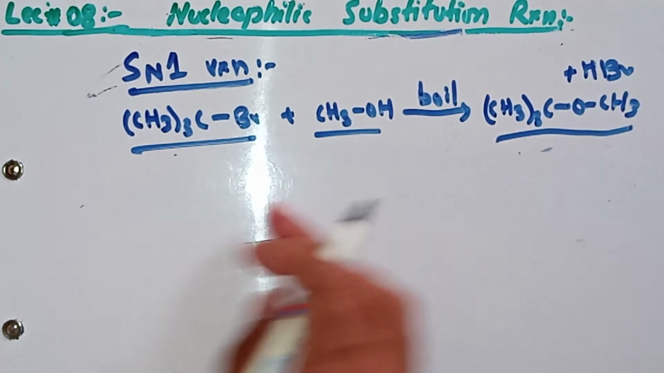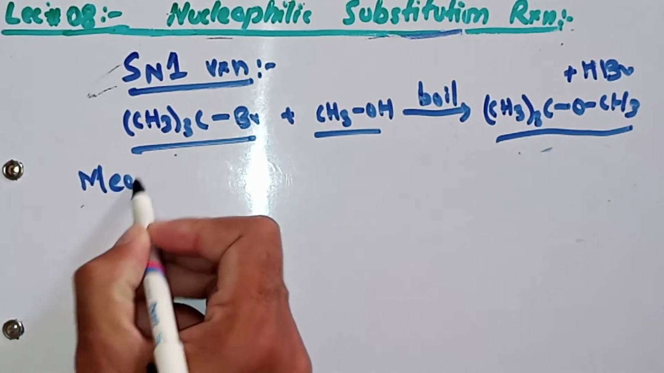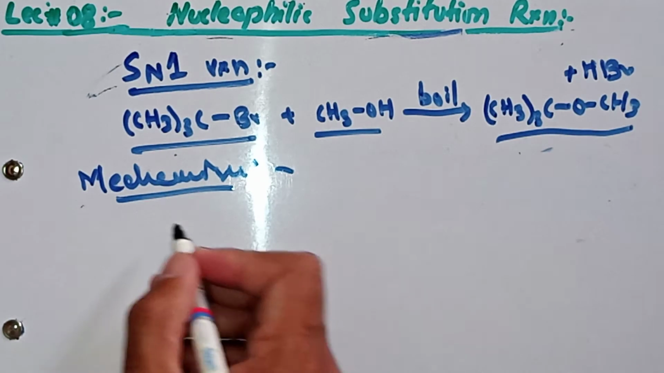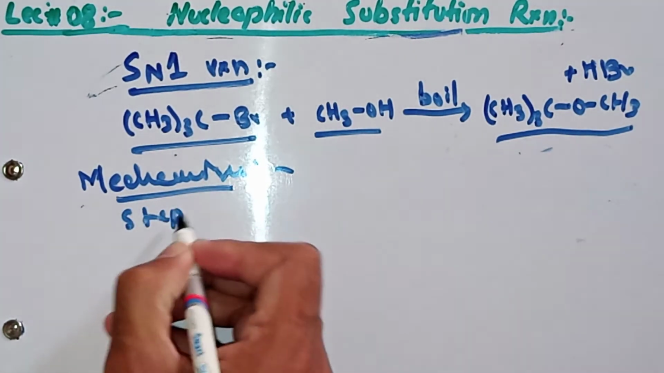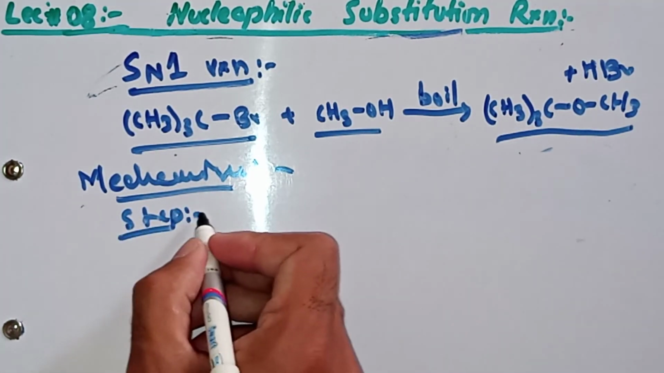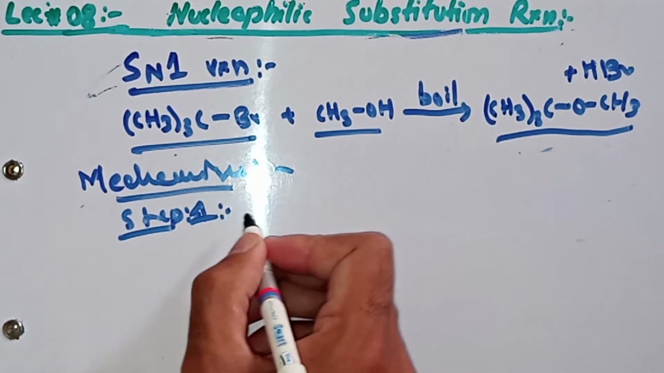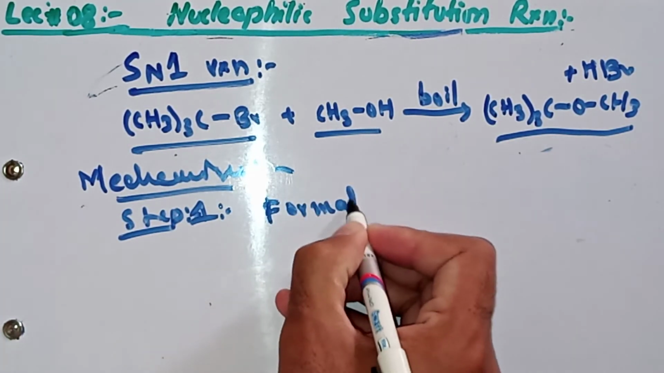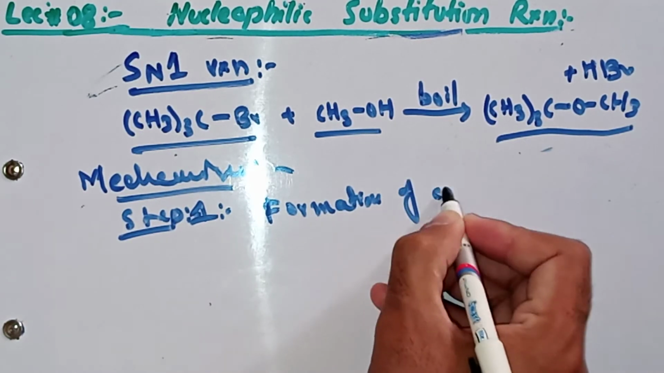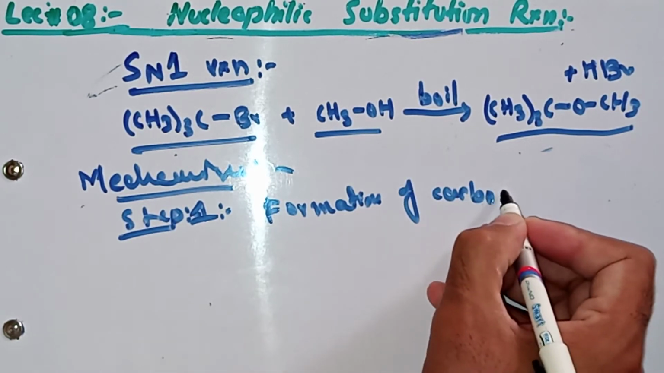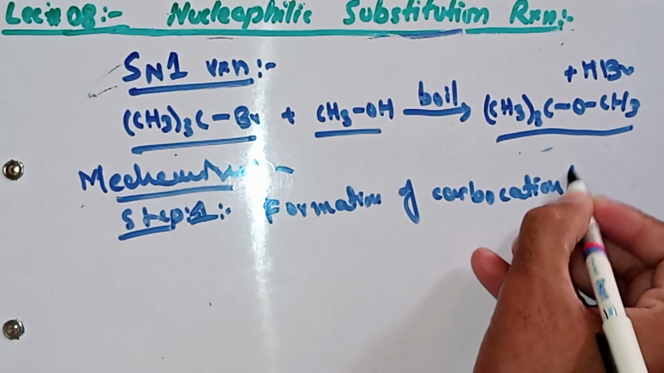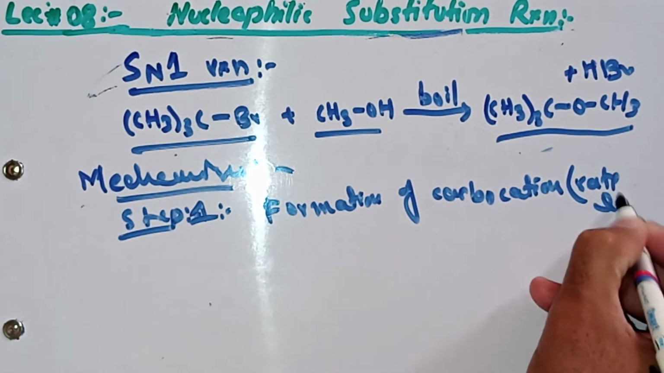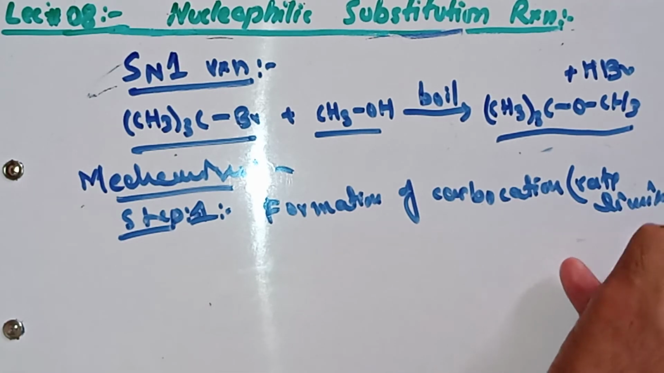Yeah, this mechanism completes in three steps. What are the steps? Step one is also called the rate determining step. That is the first step, the rate determining step: the formation of carbocation. It is also called the rate limiting step.